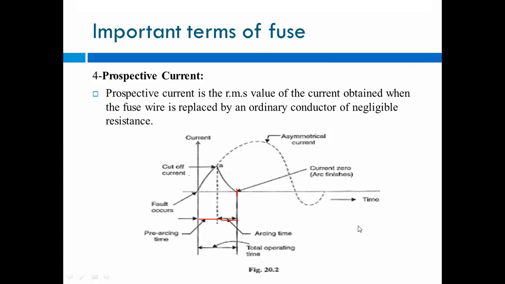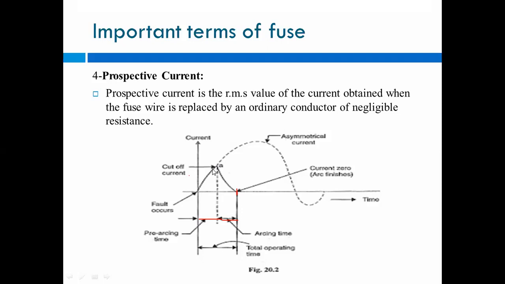What actually happens is that when the fault occurs, the maximum current flows through that fuse, through the conductor, and after some time that conductor gets melted. When the conductor melts, that is the cutoff current. Cutoff current means the maximum value of current at which your conductor starts melting.